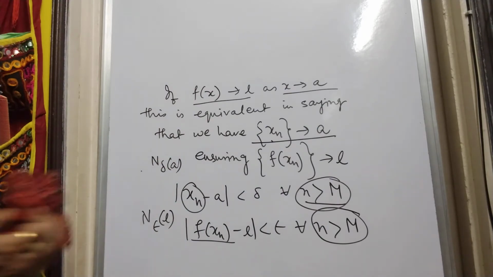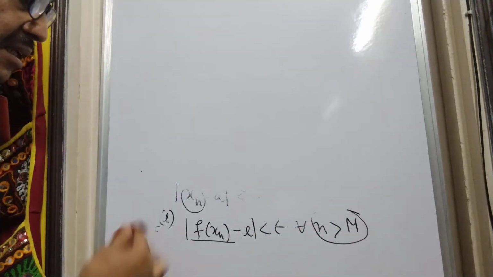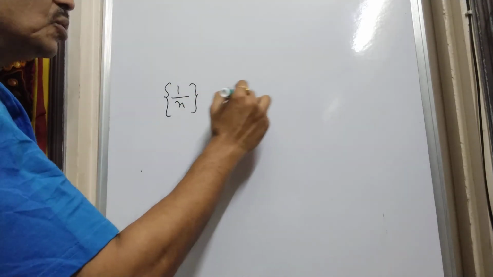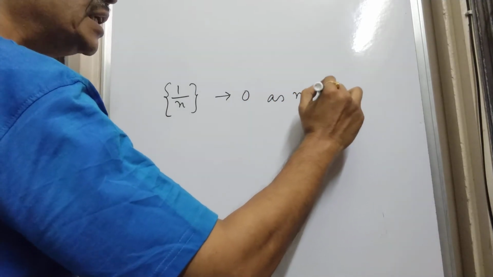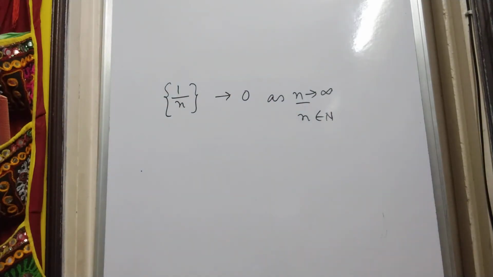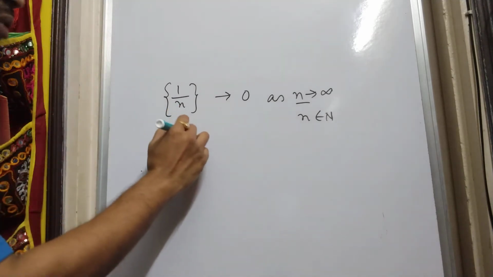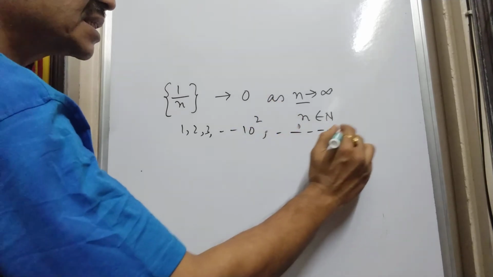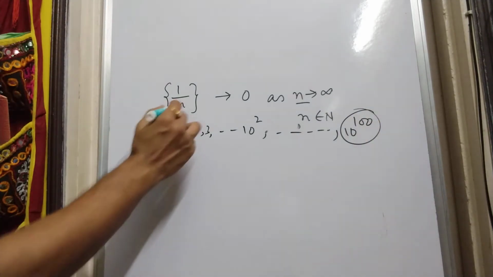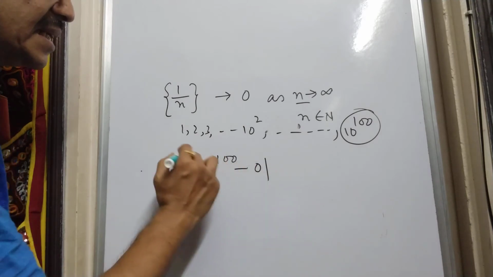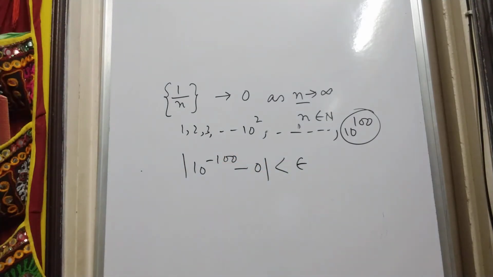And this can be explained by the very basic sequence 1 by n. Again, as we all know, the sequence 1 by n tends to 0 as n tends to infinity, because n is a natural number and it goes on increasing, taking the values 1, 2, 3 and then 10 squared, then 10 to the power 100, many numbers. It becomes fairly large, and then this value becomes fairly small, and the difference between this and this is less than an arbitrarily small positive number.